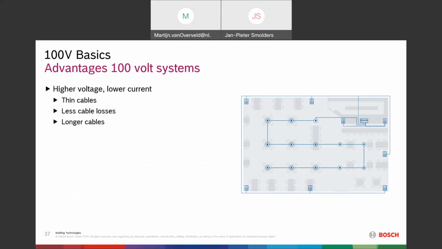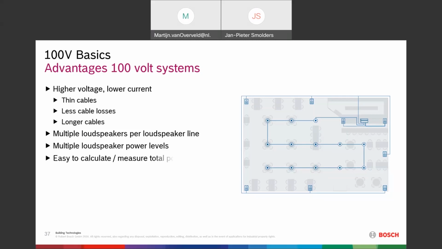If you look at the advantages of 100-volt systems, yes, there are lower currents. The higher the voltage, the lower the current through these cables. So you can use thin cables, you have less cable losses, and you can run longer cable runs. You can connect multiple loudspeakers to a single line. You can just add as many loudspeakers as you like to one single line, up to the moment it reaches the maximum power that the amplifier can deliver.